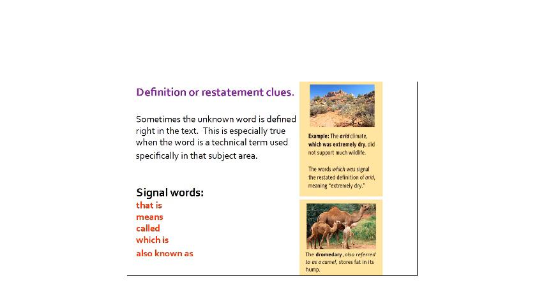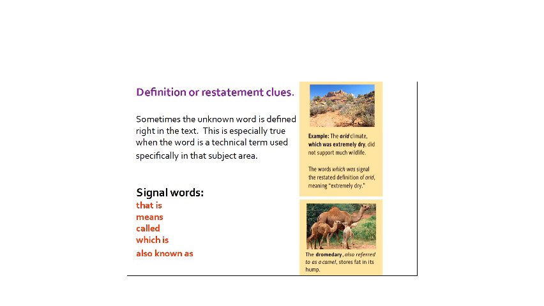There are several different types of clues that the context may give you. It's helpful to know what these are when you read, and it's especially helpful to know how to use the different kinds when you're a writer. The first kind is a definition or restatement clue. Sometimes the unknown word or the technical term is defined right there in the text. This is especially true when the word is a technical term used specifically in that subject area. Some of the signal words are that is, means, called, which is, also known as. When you see those words, it probably means they're about ready to define or give a restatement.